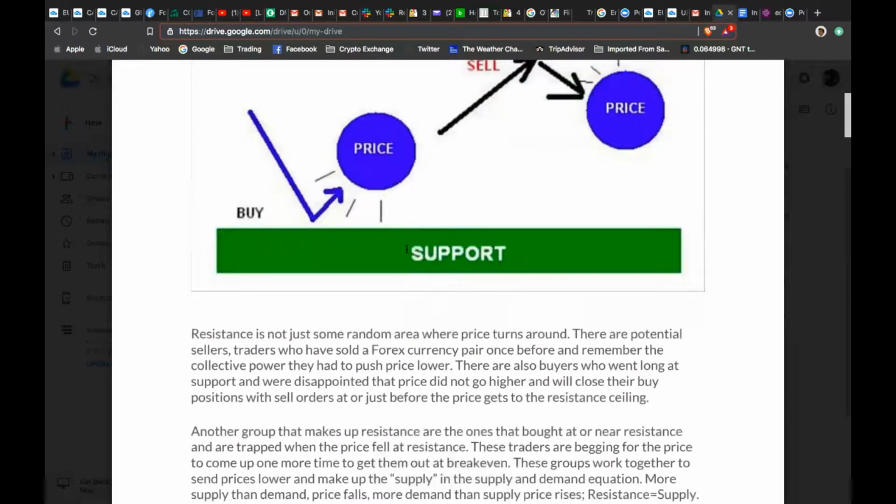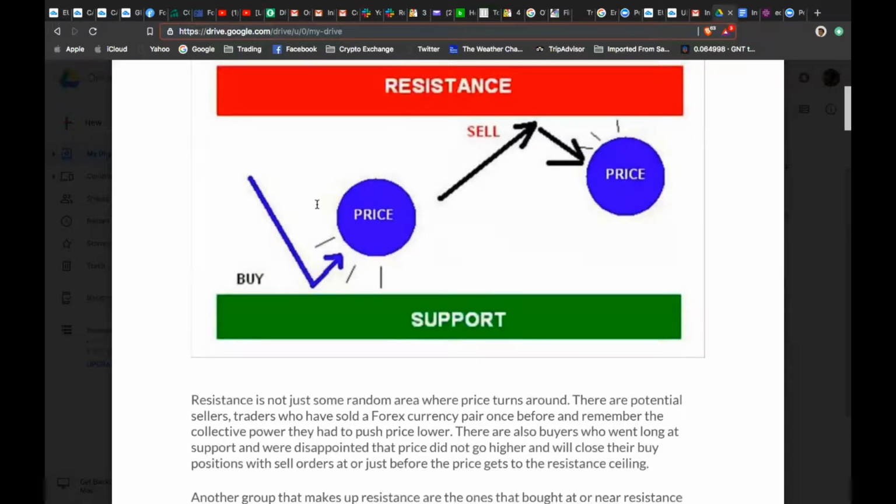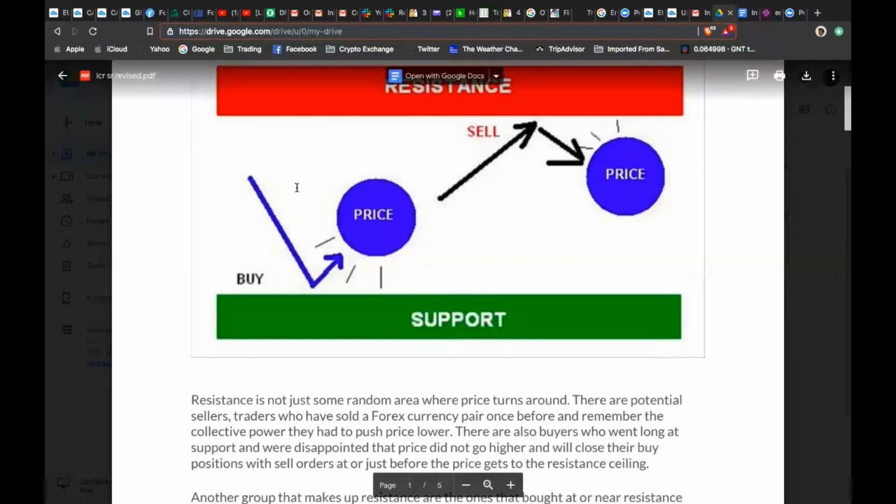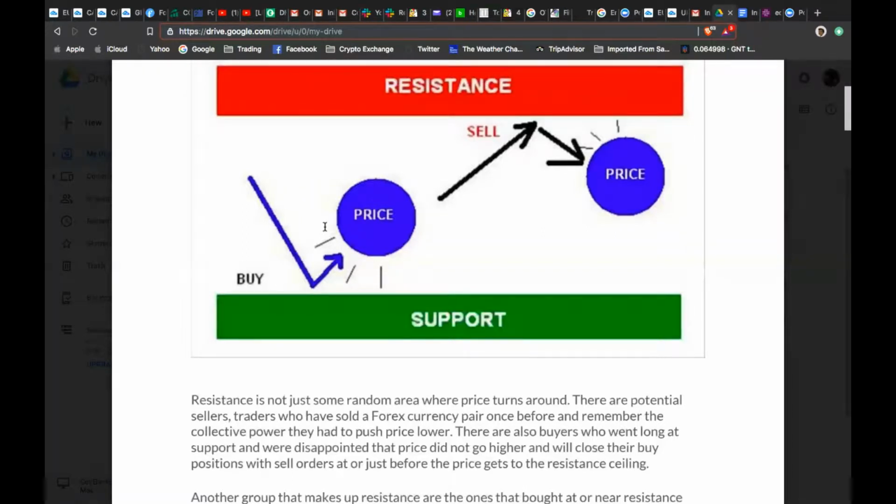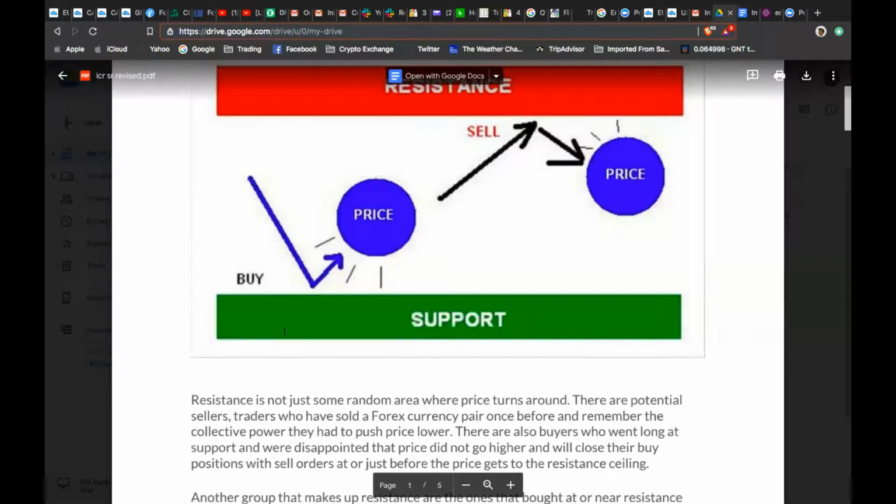So for the market to move, you gotta have a buyer and a seller, right? So when you buy, there's gotta be somebody there to sell. You get what I'm saying? So if you see price coming down, right, sellers is not gonna sell at support, because you sell high and you buy low.